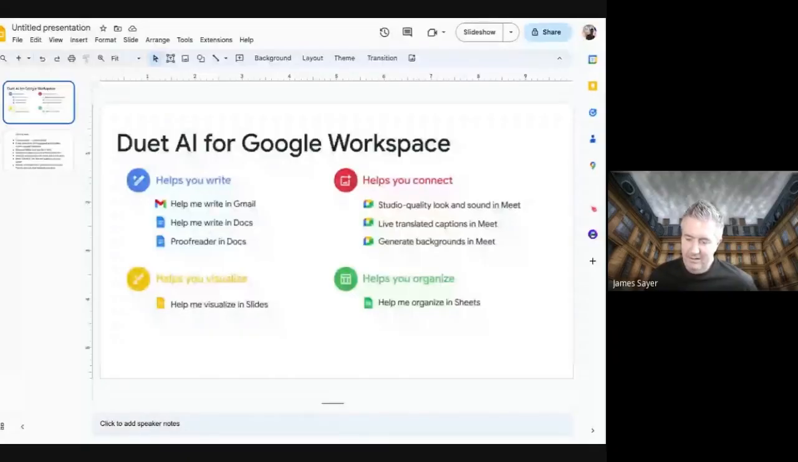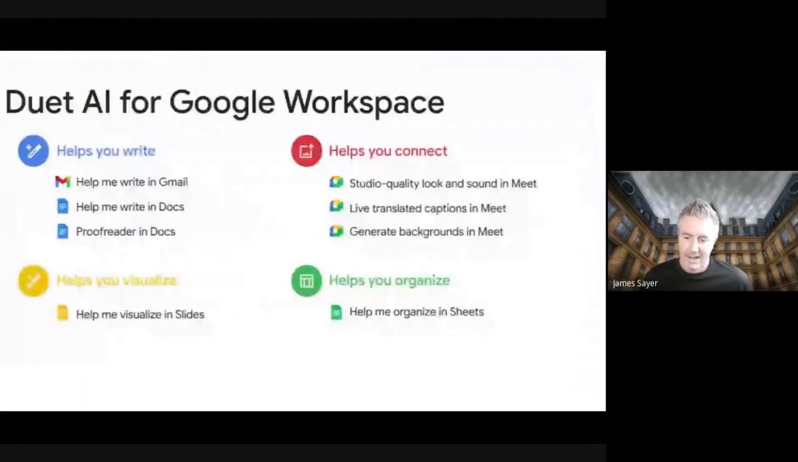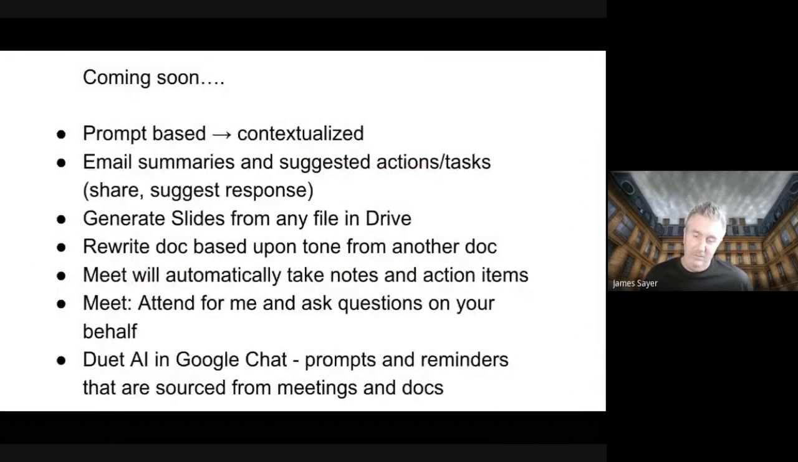So we've gone through a quick overview of the features within Docs, Sheets, Slides, Gmail, and Meet. And lastly, it's very exciting. So we're recording this in September. Last week was Google Next, and there are a lot of exciting features coming to Duet AI in the next few months. So coming soon, I think within the next 6 months, a lot of these features will be launched.